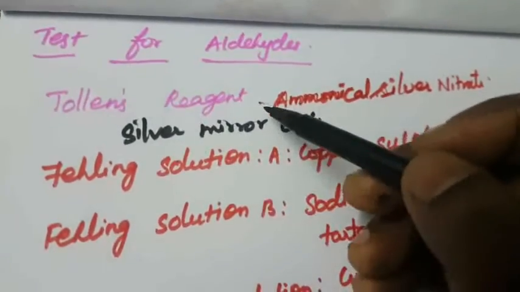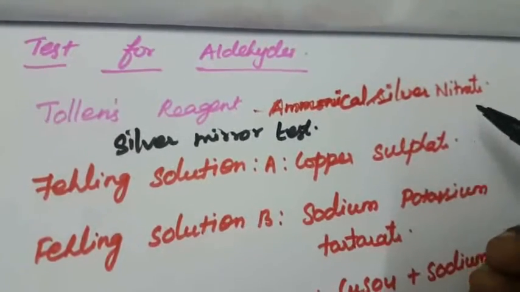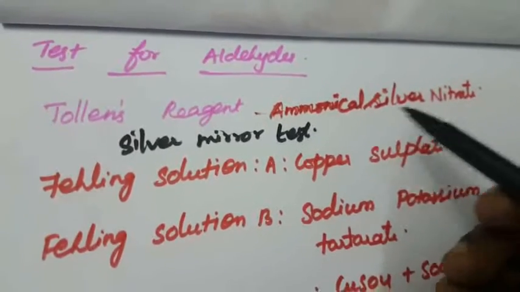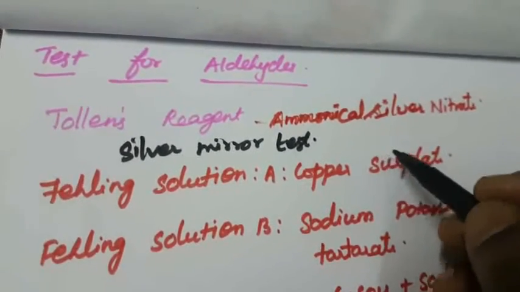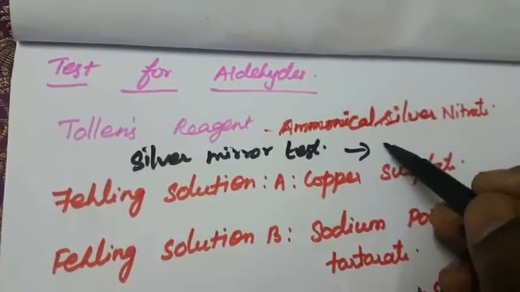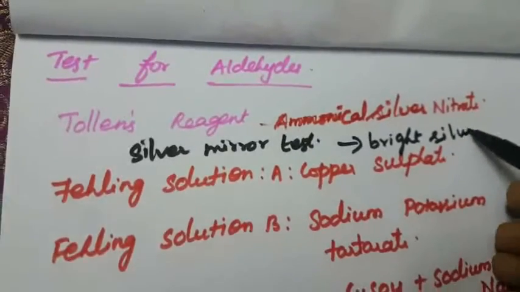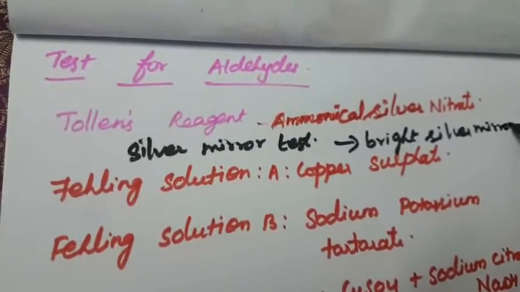What is meant by Tollens reagent? It is nothing but an ammoniacal silver nitrate solution. When aldehyde is added, a bright silver mirror is produced due to the formation of silver metal. So it looks like a bright silver mirror is formed. That is called the silver mirror test for aldehyde.